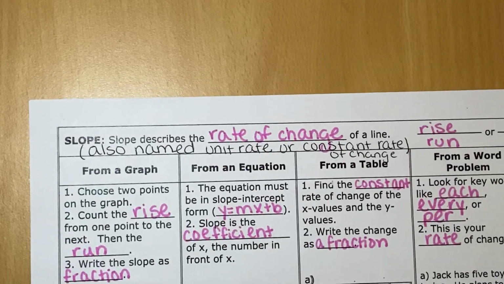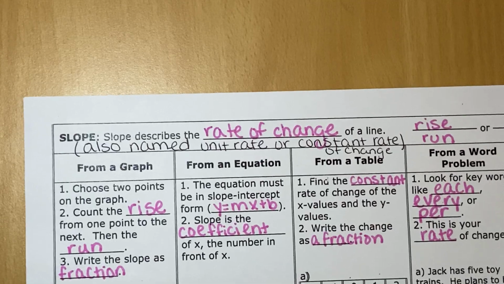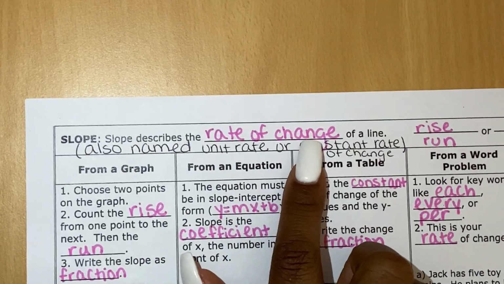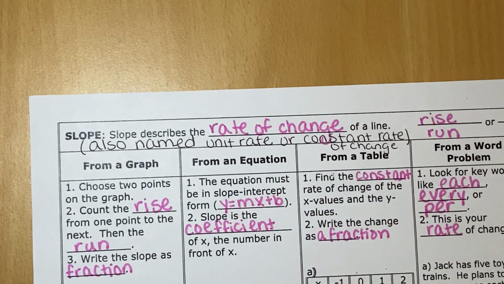All right, kiddos, now it is time to get into the different ways that we can find slope, or the different things that we can pull slope from, okay? Slope just describes the rate of change, and it can also be called the unit rate or the constant rate of change. So you have to get used to seeing it called those different things, okay? They're not always going to say slope. They may refer to it as the rate of change, unit rate, or the constant rate of change, okay?